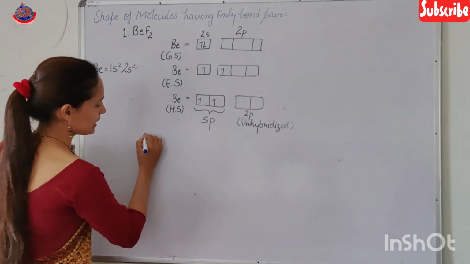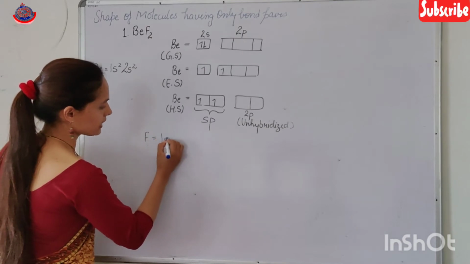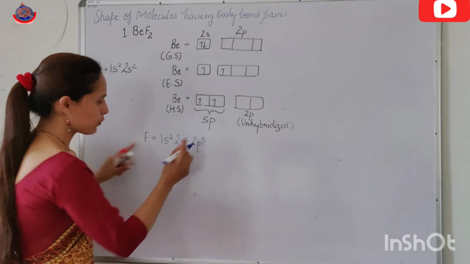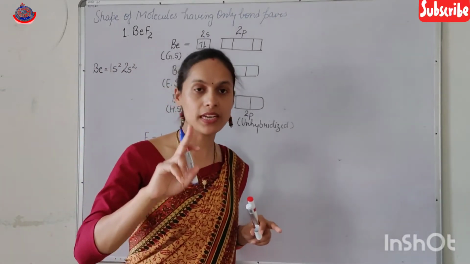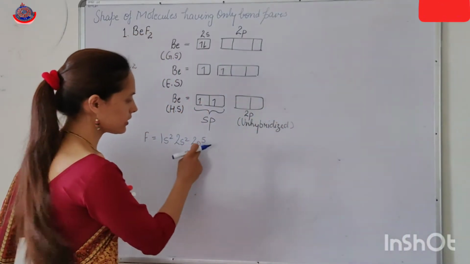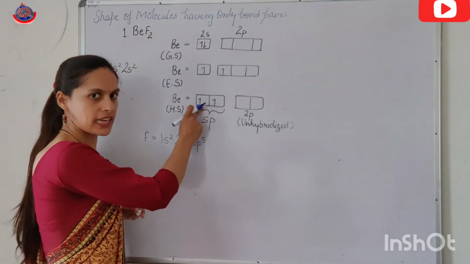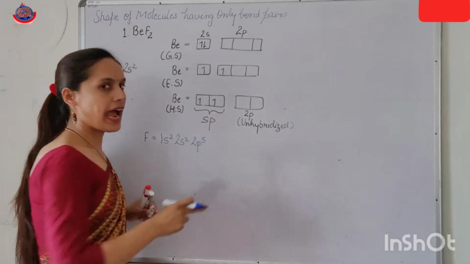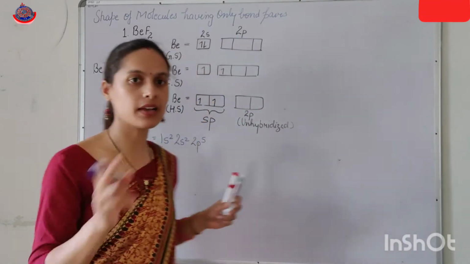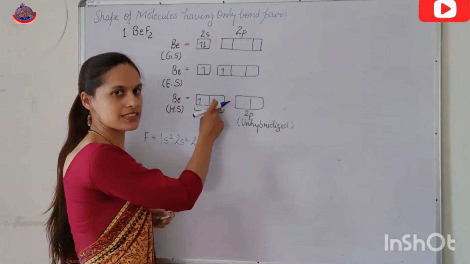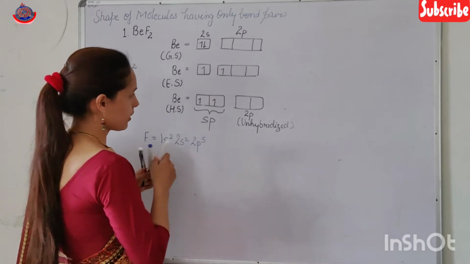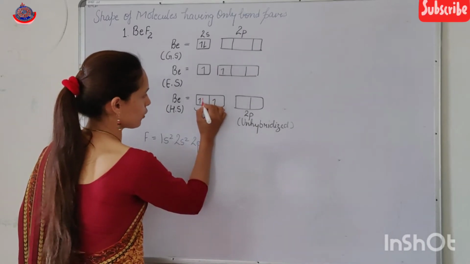Now if I write the electronic configuration of fluorine, it is 1s2, 2s2, 2p5. So fluorine has one half-filled orbital, and that is the p orbital. So this p orbital overlaps with the sp hybridized orbital, and the p orbital of the second fluorine overlaps with the second sp hybridized orbital. So here we get one electron of fluorine.